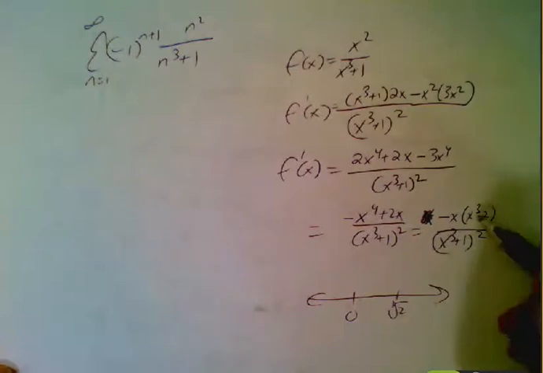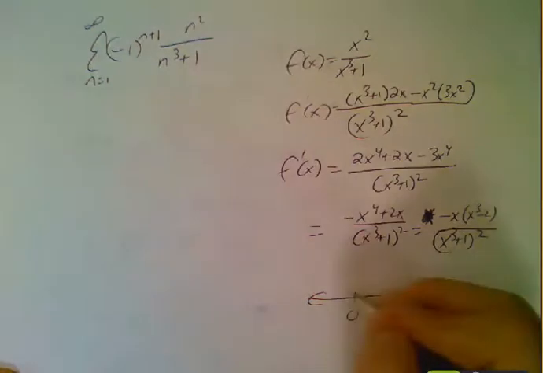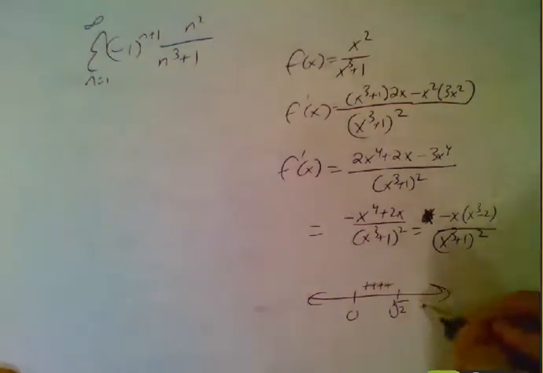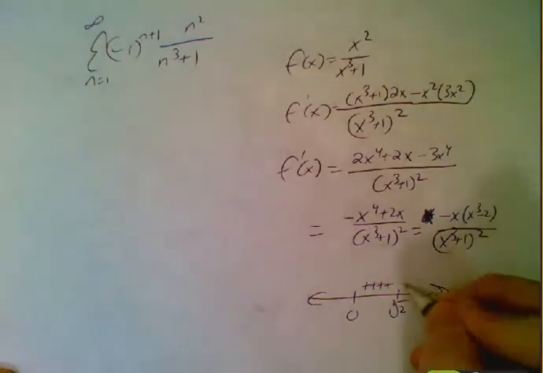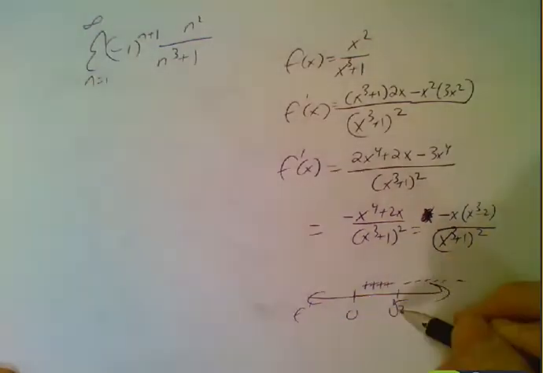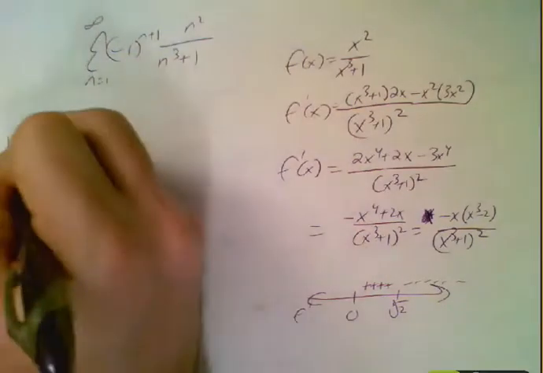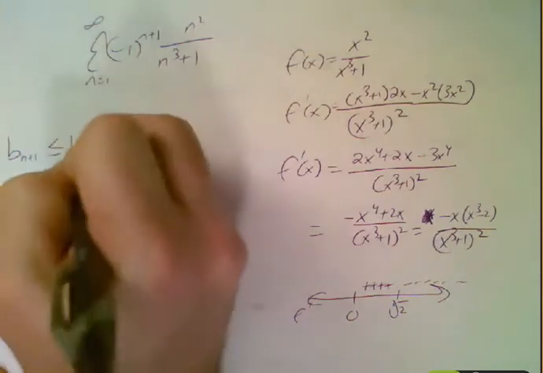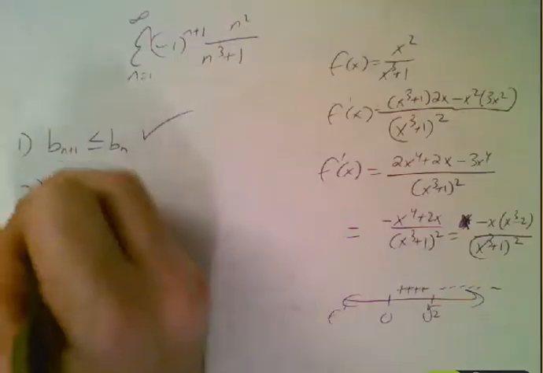Again, I only really care about numbers 1 to infinity, but nevertheless, if I plug in 1, I get a positive. If I plug in a billion, I get negative times positive divided by positive is negative. So I've shown that f is decreasing when n is greater than cube root of 2, which basically means greater than 1. Okay, so I've shown decreasing. So b sub n plus 1 is less than or equal to b sub n. Satisfied. Okay, now I got to show the limit.